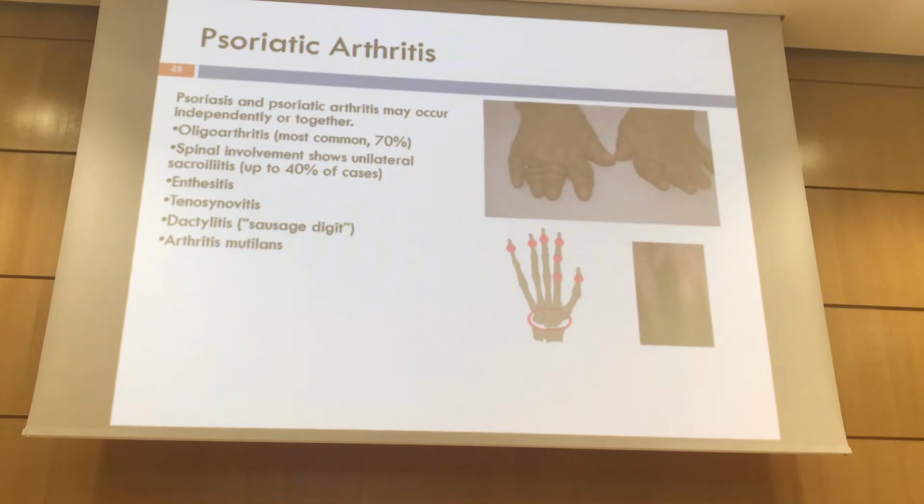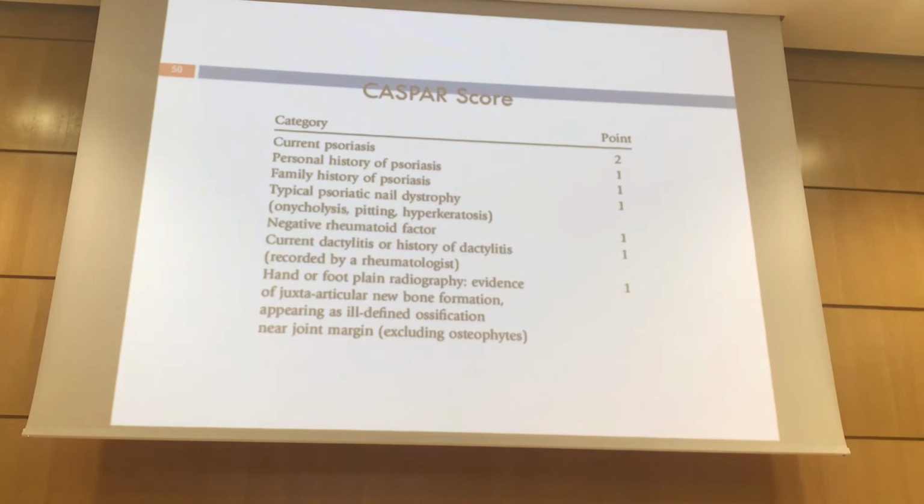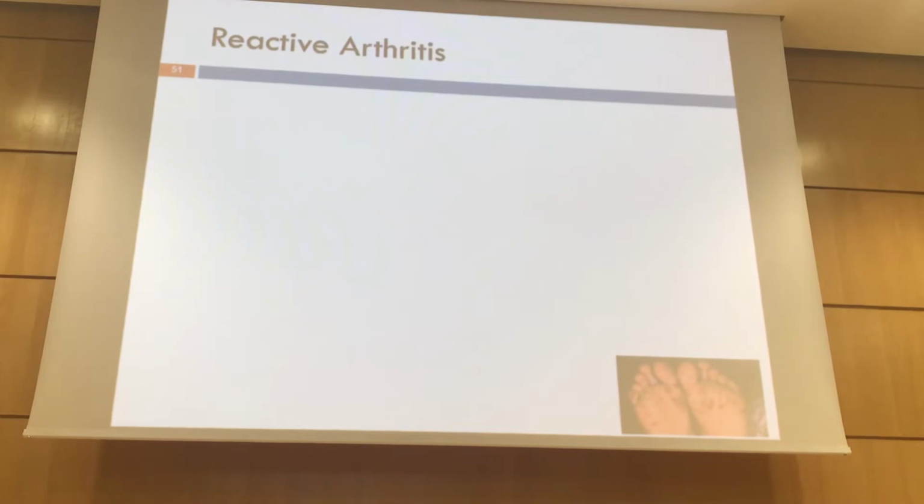Arthritis mutilans. So mutilans will be inflammation and, like, telescoping sometimes of the bone inside the bone itself. Okay? So there are criteria. Okay, there are scores. I don't think that in the exam they will ask you what this score is and tell me about it. But remember, for psoriatic arthritis, there are criteria.